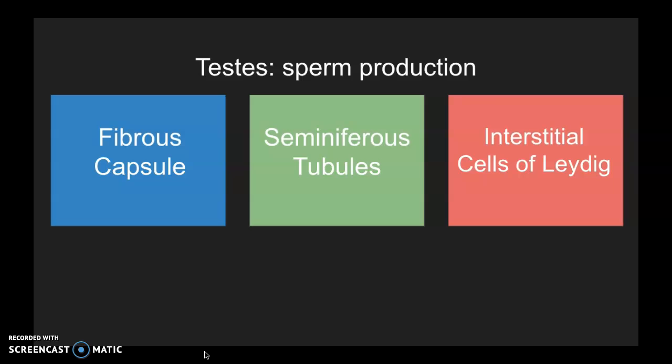The first is a hard fibrous capsule found outside of the tissues that helps to provide protection. Within the testes are seminiferous tubules, and this is the place of sperm production. And a third tissue found within the testes are the interstitial tissues, made up of interstitial cells of Leydig. These cells and tissues are responsible for the secretion of an important hormone involved in this regulation, testosterone.